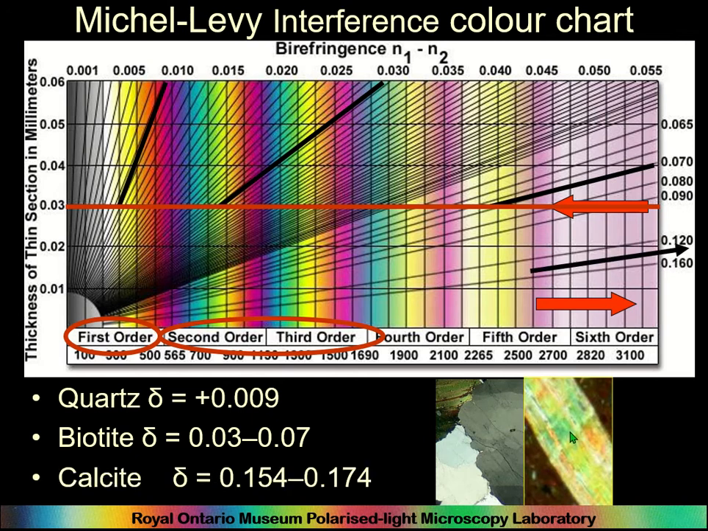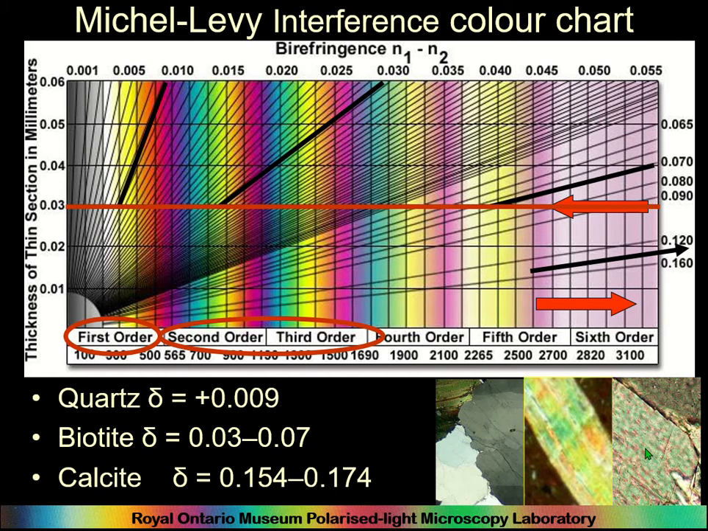Whereas calcite is way up here somewhere. 0.154 to 0.174. So if you look at 0.1, see, down here somewhere. It's right below here. So it's going to be way off. I'm going on my screen, which is bigger than the screen, but it's way off over here somewhere. And so this becomes very pastel-y shades.